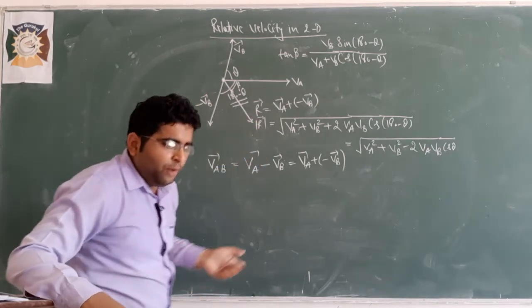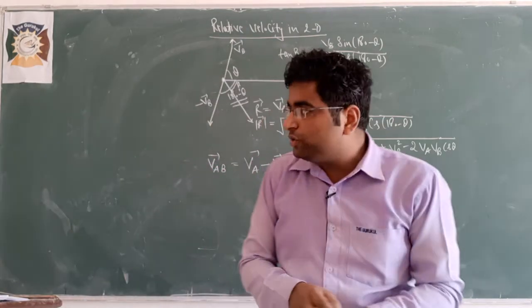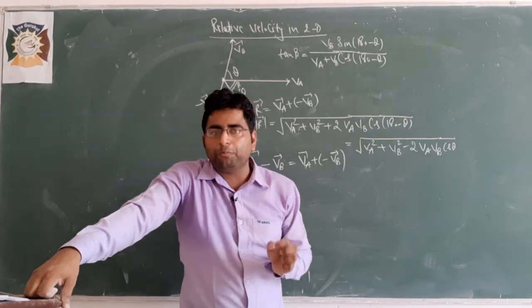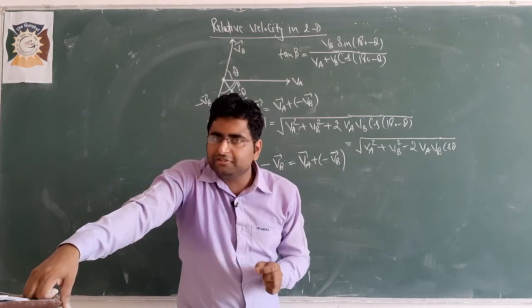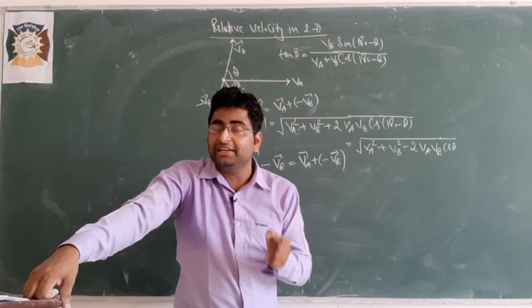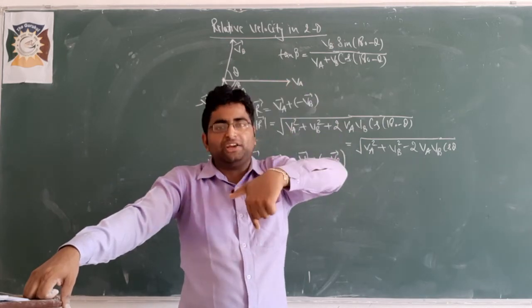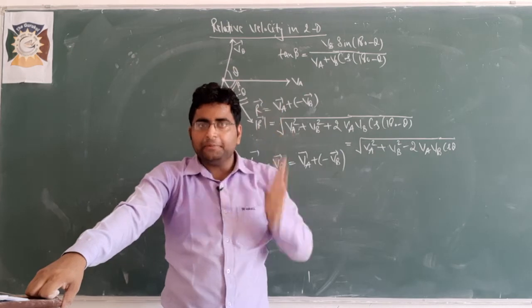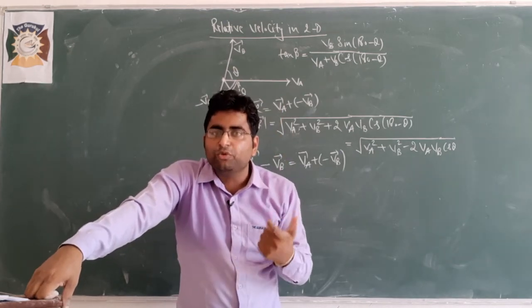Clear? Beta, on the basis of relative velocity in 2D, one important topic is there: the rainfall problem. Beta, suppose we are standing on the ground and suddenly rain comes in the vertically downward direction. Then you will mount the umbrella in this way. Okay? Beta, suddenly you start moving.